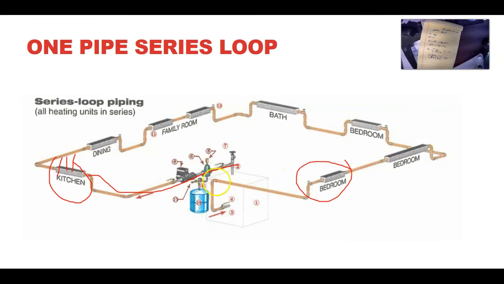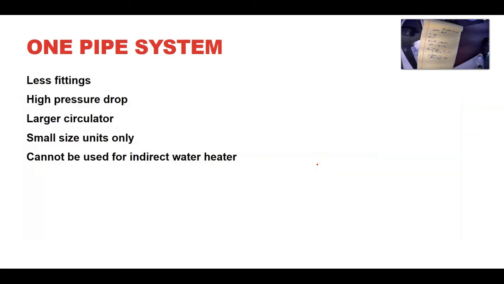The flow is going to be the same because the flow is dictated by the pump over here, but you'll lose pressure as we go along. This one will get almost no pressure and you will lose heat as well. So this room again will get less heat as well. So that's the one pipe series loop. So less fittings, high pressure drop, larger circulator. These are the characteristics, and it cannot be used with indirect water heater for the domestic water system.